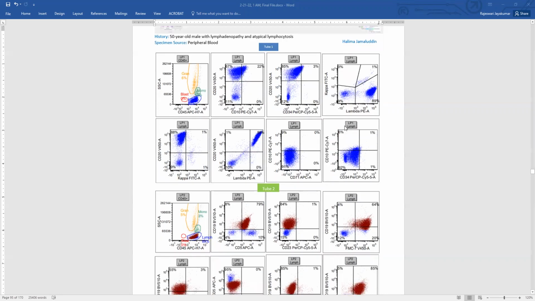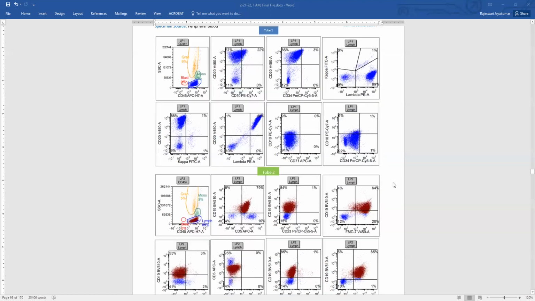And again, when we see the intensity of the light chain expression, we see that the lambda expression is pretty bright. If you compare this with the neoplastic cells we saw in the previous chapter of CLL, they had dim CD20 and dim light chain expression. In contrast, here we have a bright CD20 expression and bright surface light chain expression. And these cells are again negative for CD10 and CD34.